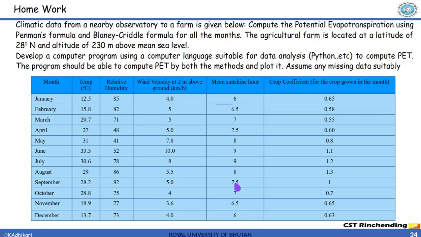With this, I have a homework question for you. I have provided the data set. You are expected to use both the methods, Penman's method and Blaney-Criddle method, to find the PET for all the months. And the next part of the question says to make a computer program. So I have made a computer program, so I will quickly demonstrate to you how to do this.